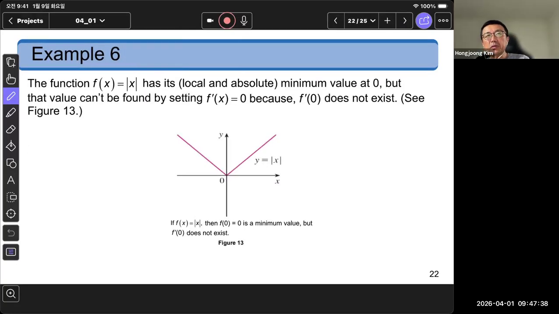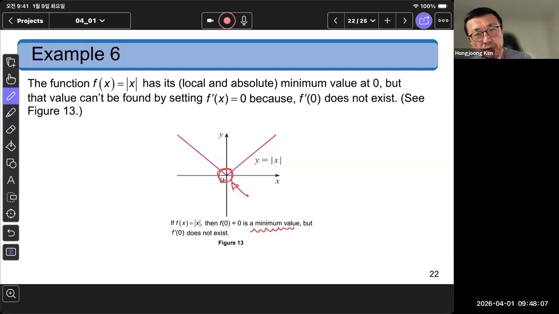Then how about this example? Let us consider the absolute value function. Definitely this function has the smallest value at 0. So f of 0 will be the absolute minimum or local minimum. So this is definitely a minimum value.